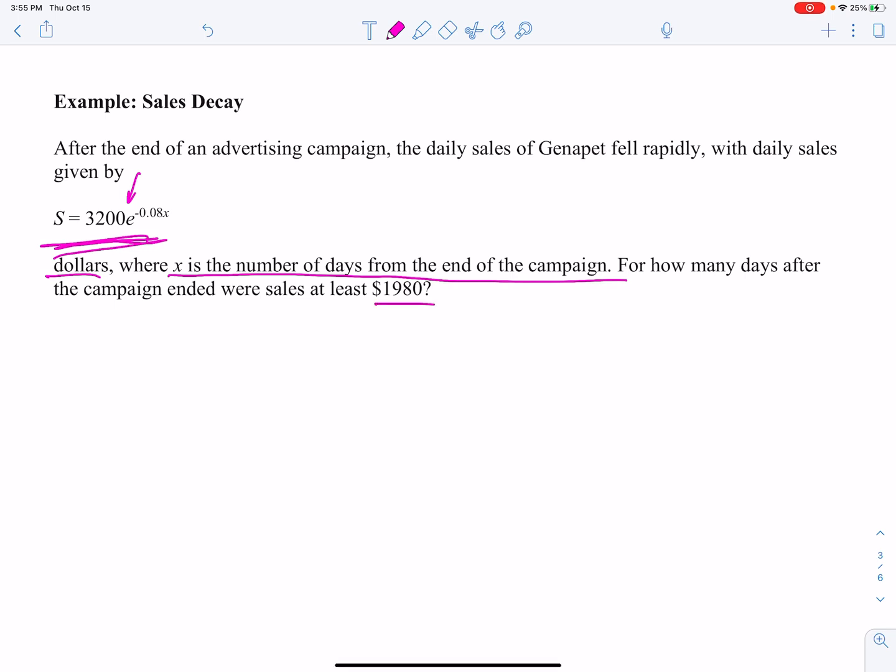So we got to think of that phrase, at least. If I'm going to give you at least $5, that means $5 or more. So that's greater than or equal to. So we're going to say we want this equation to be greater than or equal to 1980. So we write it out, 3200 e to the negative 0.08x greater than or equal to 1980.